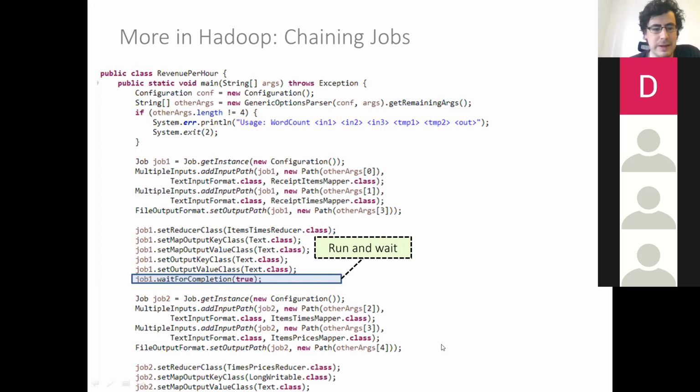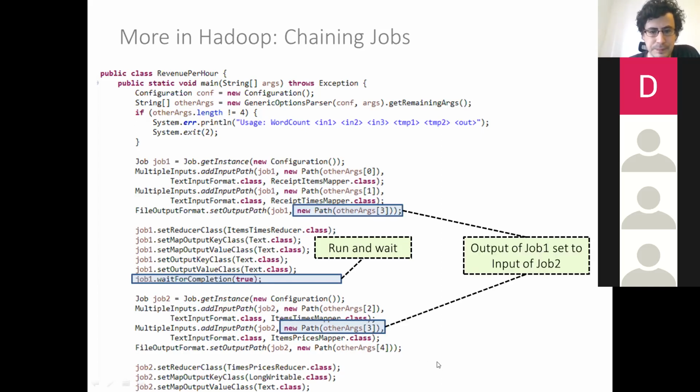Or an even better way, depending on what you want to do, is just to have separate jobs and to manually call them. But if you want to do it programmatically, you can do it this way. So the output here of job 1 is just set to the input of job 2.